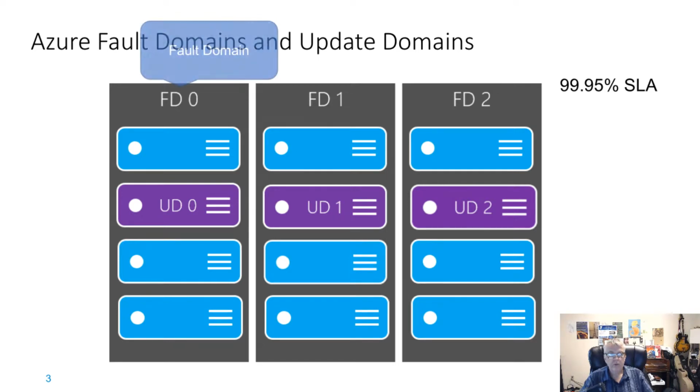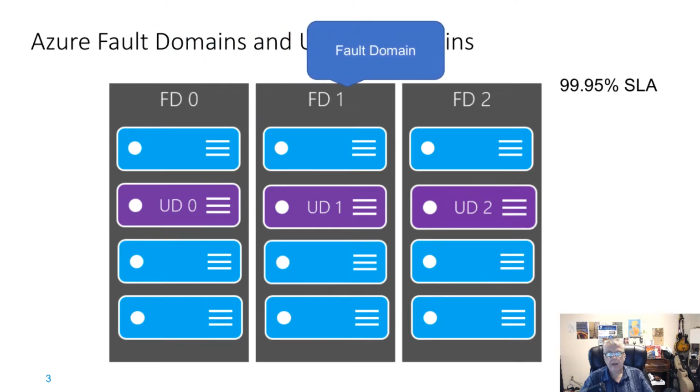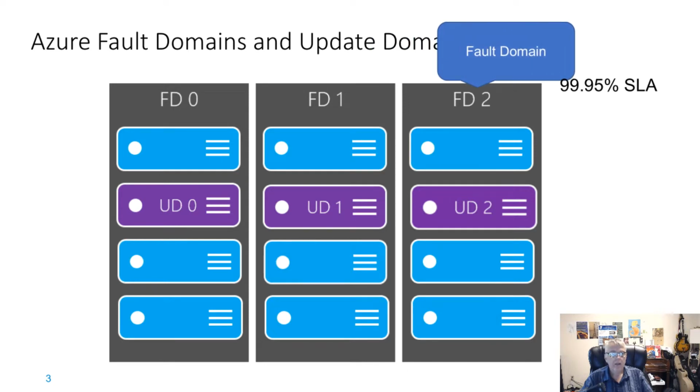So what is a fault domain? You can really think of a fault domain as kind of a rack of servers that are independent from one another. They shouldn't share any dependency on networking or storage or power, but they do reside in the same geographic location, the same data center. With that being said, if you leverage the fault domains, Microsoft guarantees you 99.95% availability, that at least one of your instances will be online. So that's their SLA.